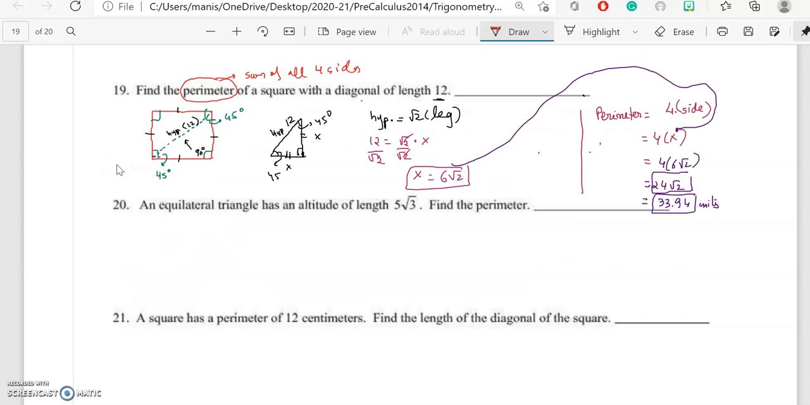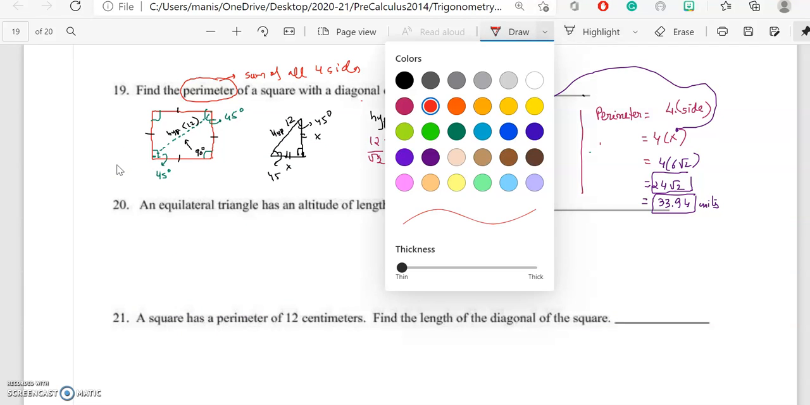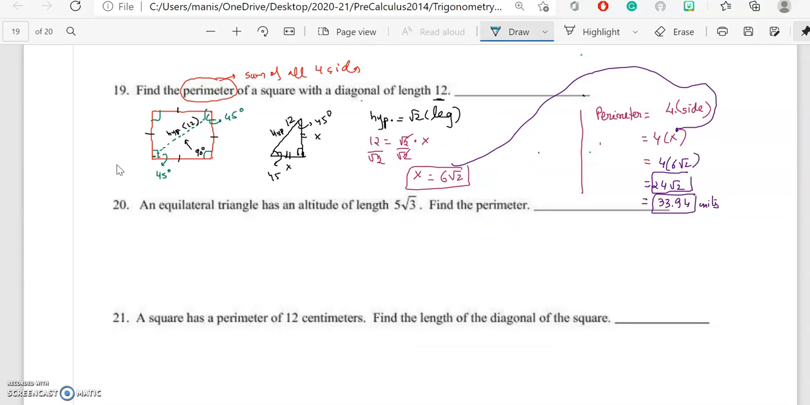Question number 19 says find the perimeter of a square with a diagonal of 12. I already have this question solved over here, so I will explain what I did. First of all, the word perimeter means the sum of all the sides. A square is a four-sided closed shape which has all four sides equal.